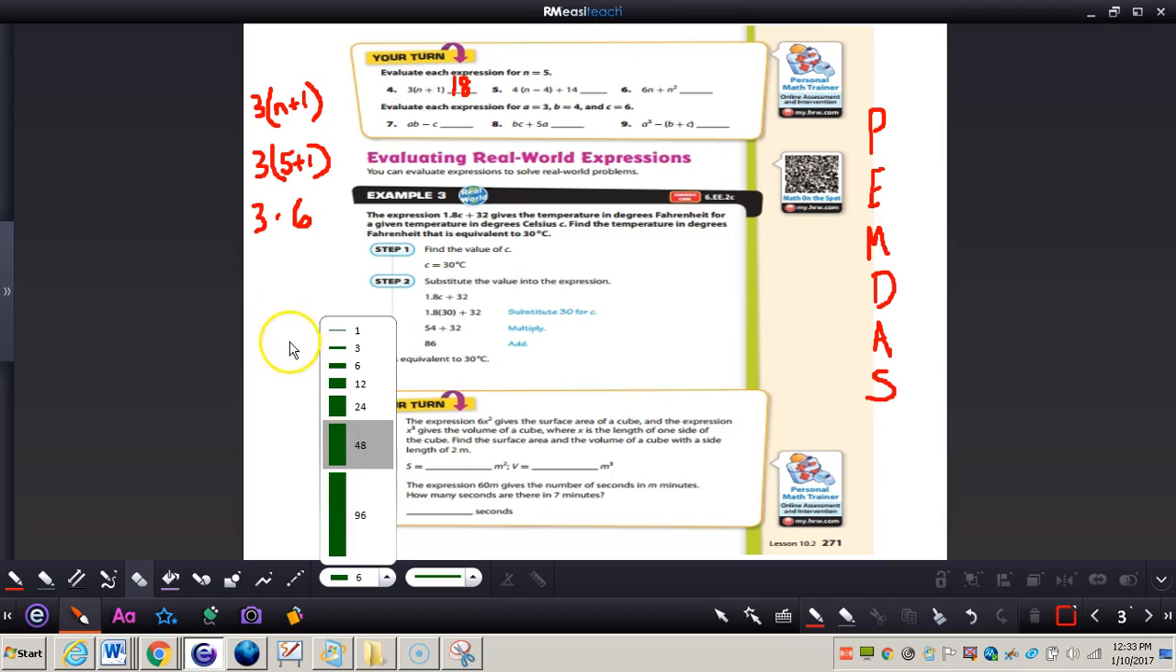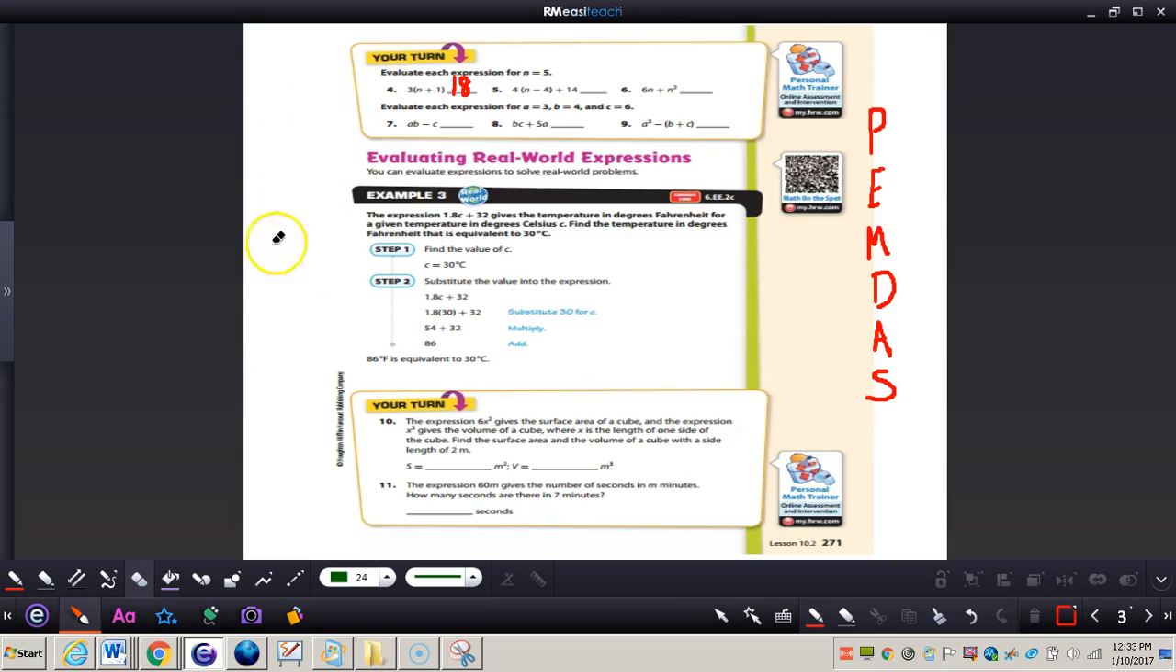Now let's take a look at number 6. Okay, so let's write it out first of all: 6 times n plus n squared. Taking a look at this, the first thing we need to do is plug in 5 for the variables. Why do we plug in 5? Because it says right here n equals 5. So we have now 6 times 5, which is the n, plus 5 to the power of 2, or 5 squared.